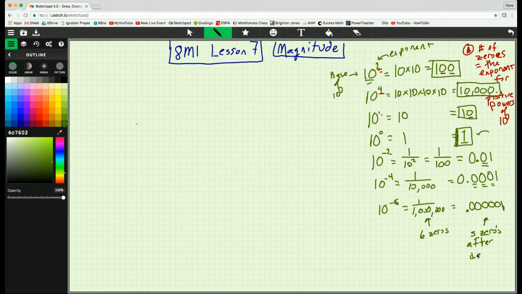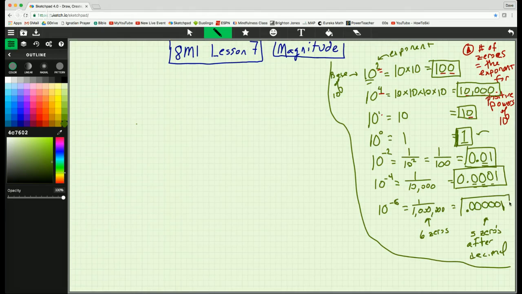After the decimal. Okay, so there we go. We'll just leave these sitting over here for reference because we might use these in some of our other problems. So that's kind of the first thing. 10 to the second equals 100, 10 to the 0 equals 1, 10 to the -4 is 0.0001.